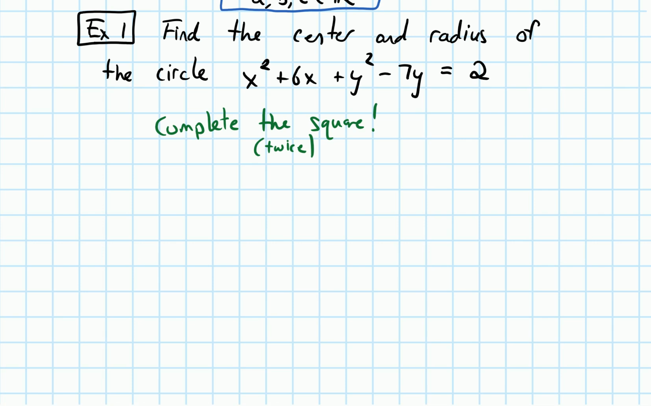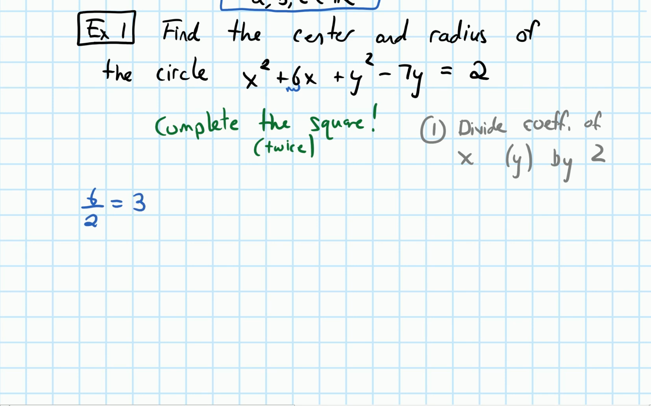All right, so to complete the square, what we begin by doing is we divide the coefficient of the x term, and in this case there's also y, so the coefficient of y, by 2. And that's going to be our first step. So if we do that, the coefficient of x is the 6. So we'll take the 6, divide it by 2, and that gives us 3. Let's do the same thing with the coefficient of y, which is -7. We'll divide that by 2, and that's just -7/2. Let's leave it as a fraction.